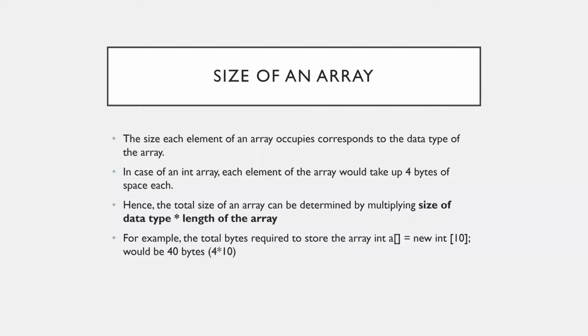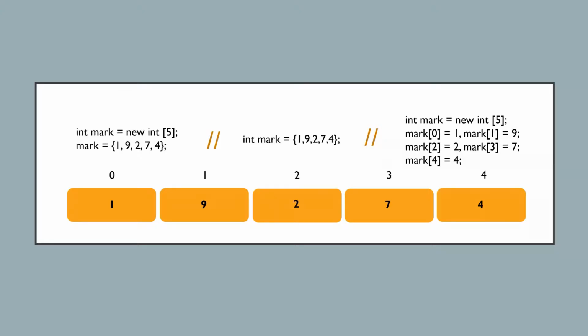Now let's discuss what is the size of an array. The size each element of an array occupies corresponds to the data type of the array. The size of the array has a simple formula. So we multiply the size of the data type into the length of the array. If we go back to the previous example, the size of the data type, that is int, is 4 bytes, while the length of the array is 5. So if we multiply 4 into 5, we get 20, and this array needs 20 bytes in the memory to store it.